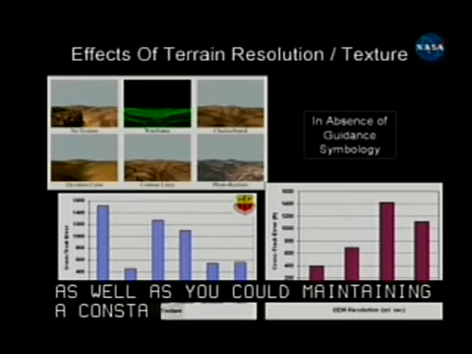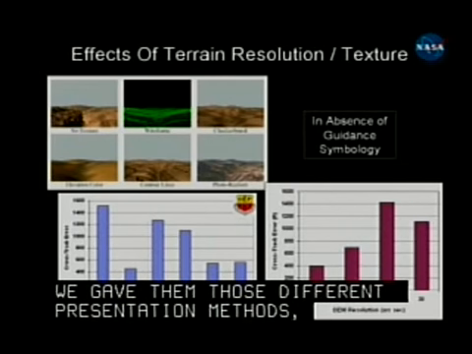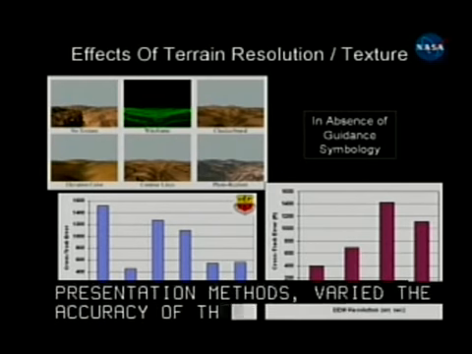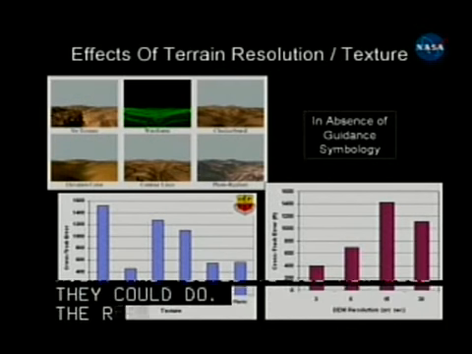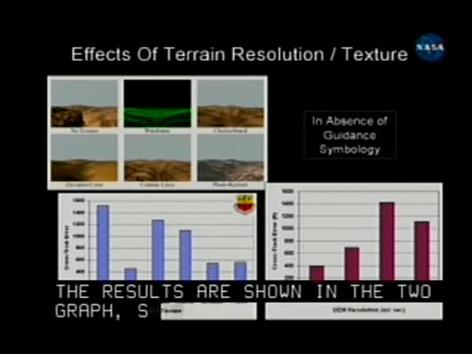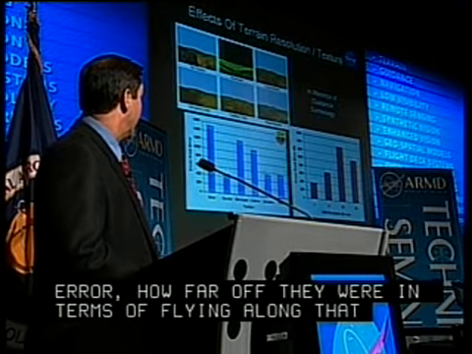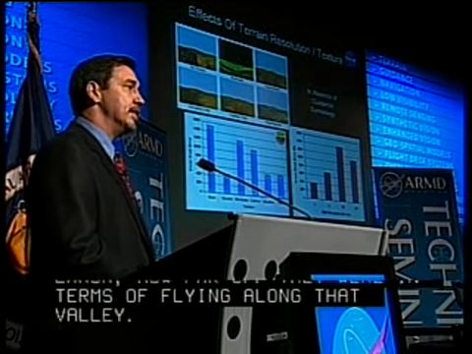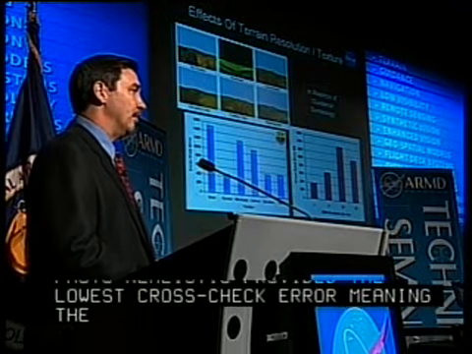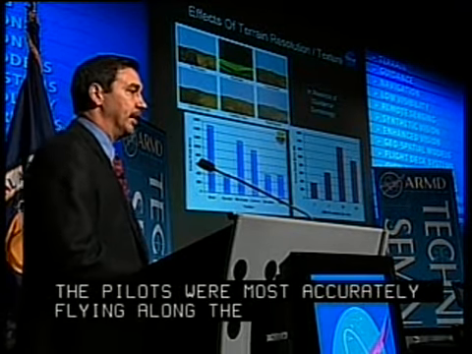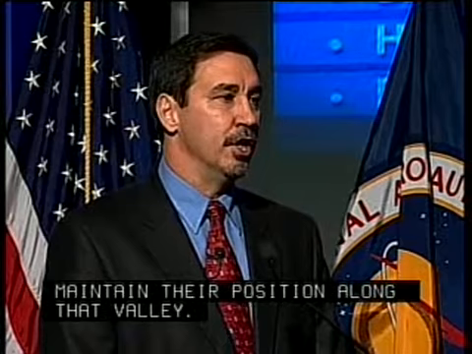We actually varied the accuracy of the database, that DEM resolution chart on the lower right, and we tested to see how well they could do. And the results are shown in the two graphs, showing cross-track error. Cross-track error is how far off they were in terms of flying along that valley. As you can see, the checkerboard, the elevation, the photorealistic provided the lowest cross-track error, meaning that the pilots were most accurately flying along the valley. They could best see from that presentation where the valley was and to maintain their position along that valley. So those provided the most information for the pilots as they flew that, as far as the terrain information.